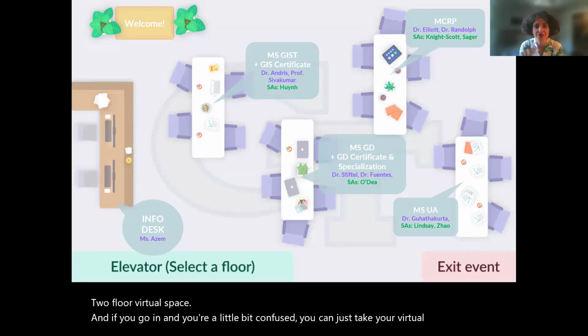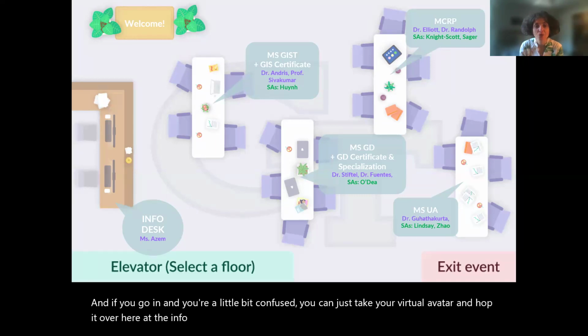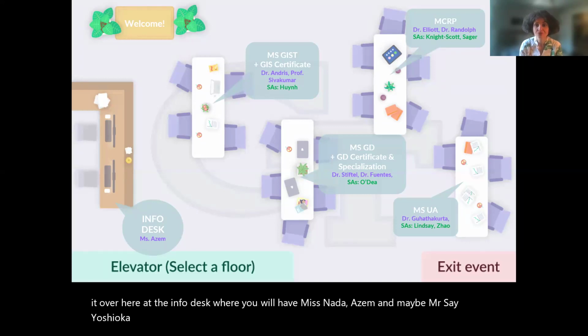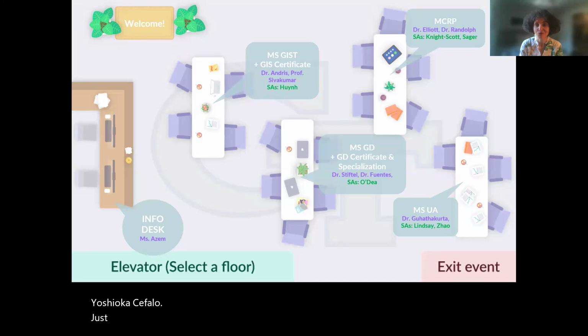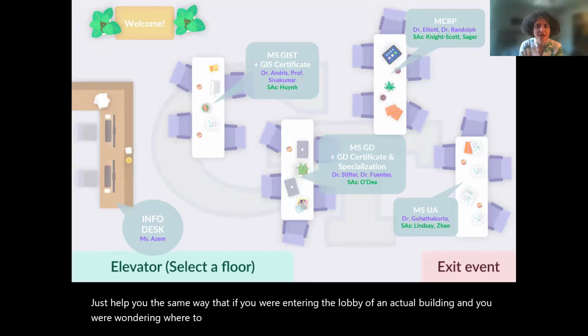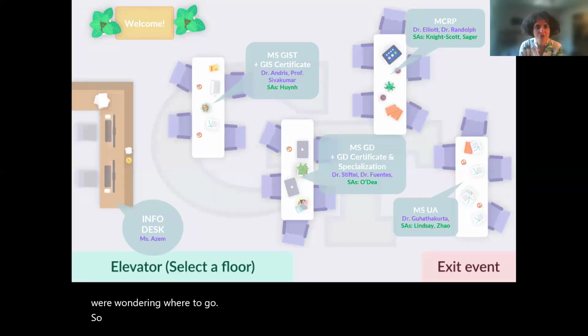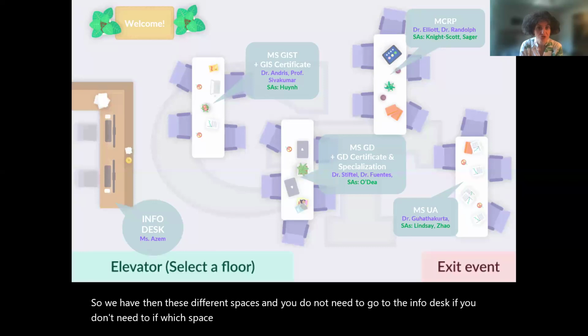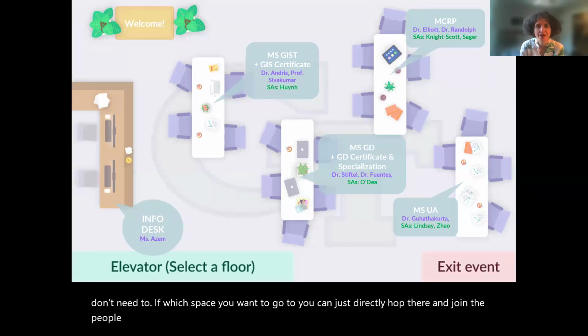And if you go in and you're a little bit confused, you can just take your virtual avatar and hop it over here at the info desk, where you will have Ms. Nada Azem and maybe Mr. Sei Yoshioka Cefalo help you, the same way that if you were entering the lobby of an actual building and you were wondering where to go. So we have then these different spaces, and you do not need to go to the info desk if you don't need to. If you know which space you want to go to, you can just directly hop there and join the people who will already be there.